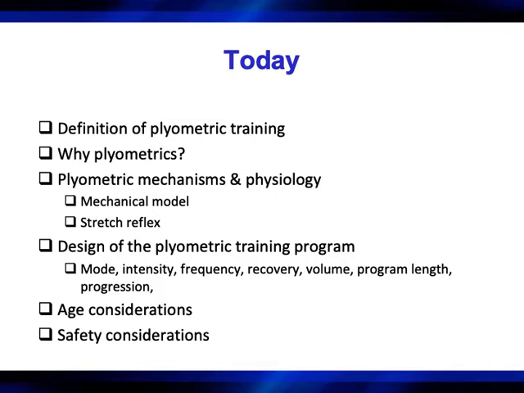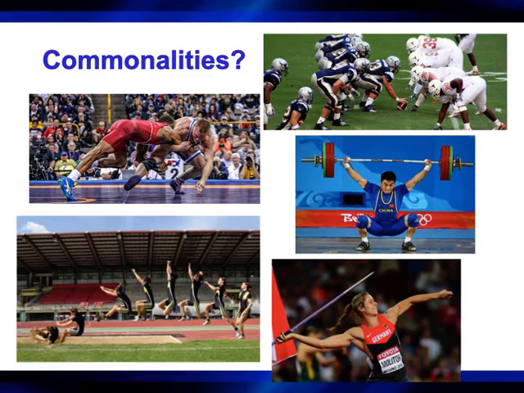Then we'll move into the design of the plyometric training program, the specific variables associated with that. We'll talk about age considerations and safety considerations. So now let's look at this picture. We have a whole bunch of different sports. We have team-based sports like football. We have individual sports, wrestling, triple jump or long jump. We have powerlifting and throwing sports like javelin.